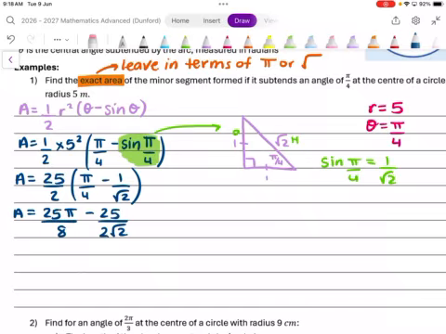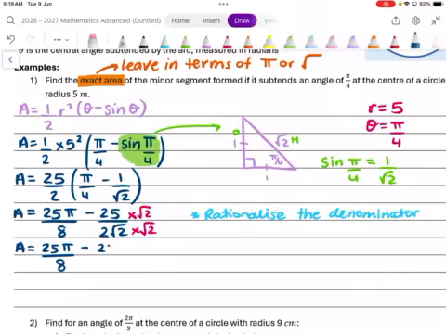Now what we need to do is rationalise our denominator. When we're doing this, we want to make it all one fraction. The first step is to make sure that both parts of our fraction have a rational denominator. The second part doesn't, so we need to multiply the numerator and the denominator by the irrational part, which is our root 2. When we do that, we get our area equals 25 pi over 8 minus 25 root 2 over 4.